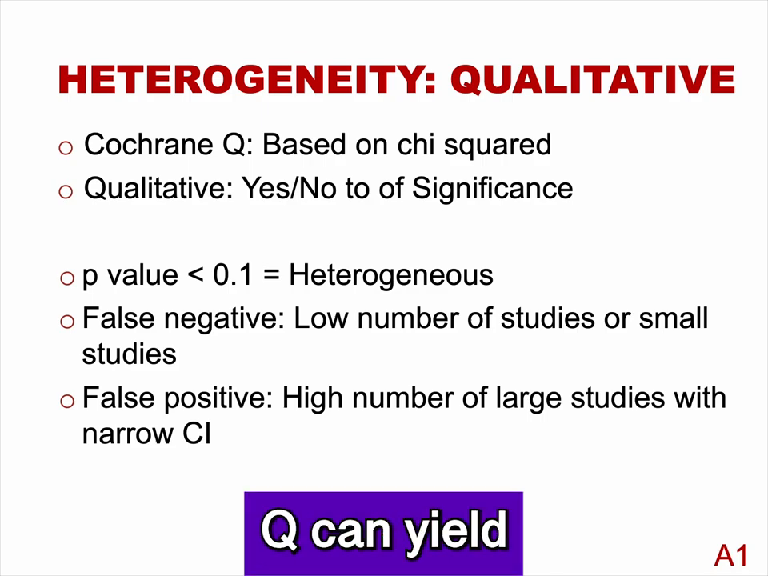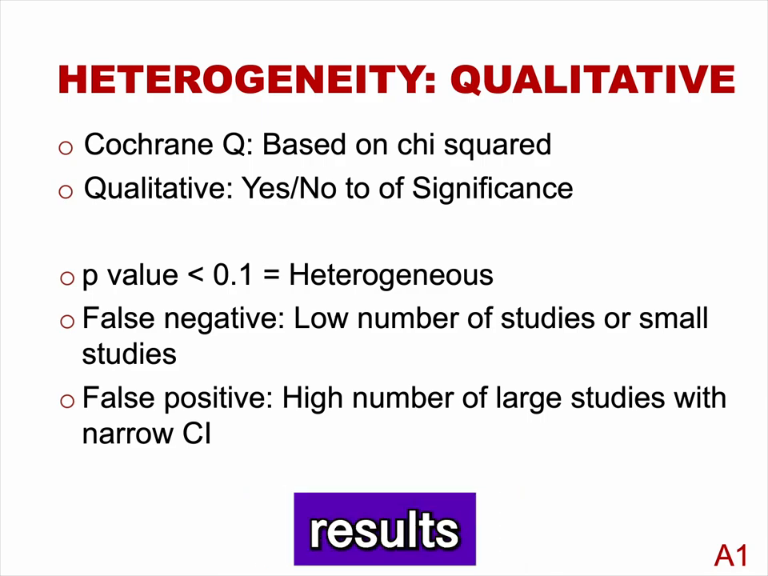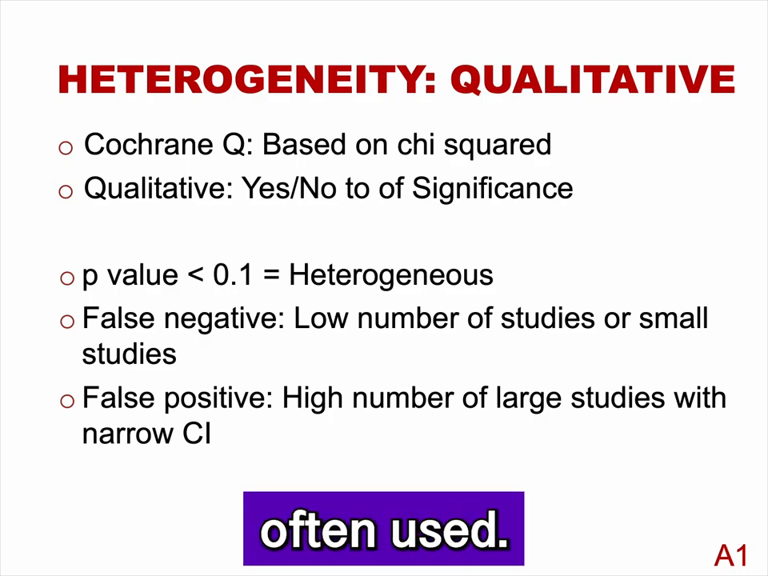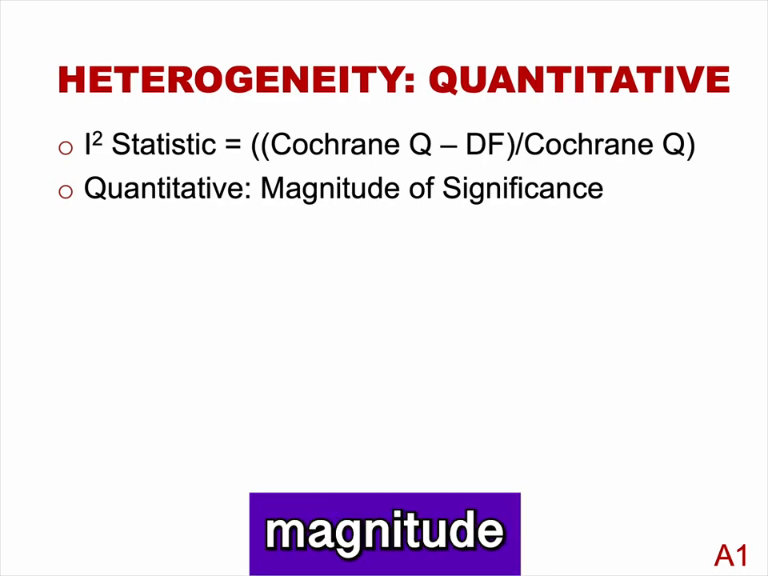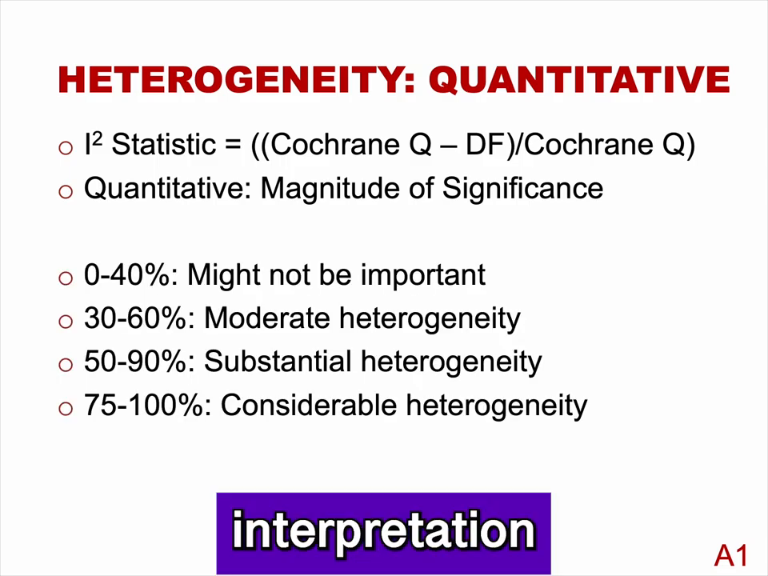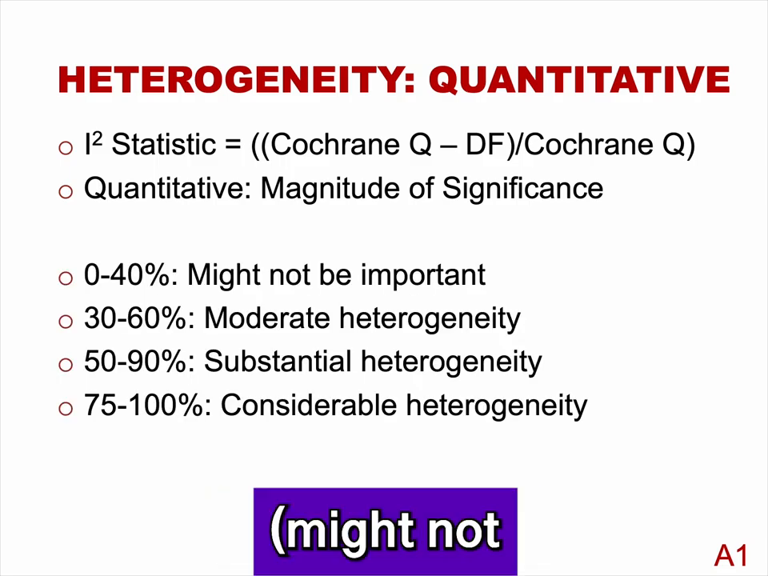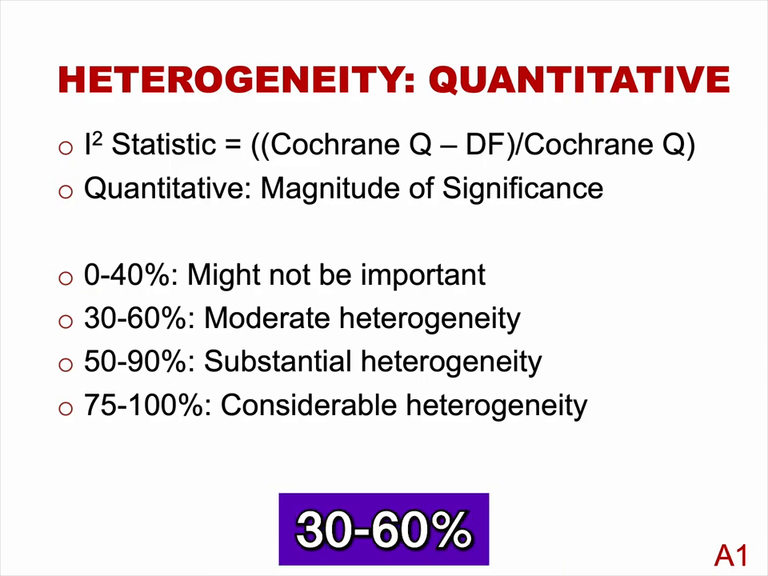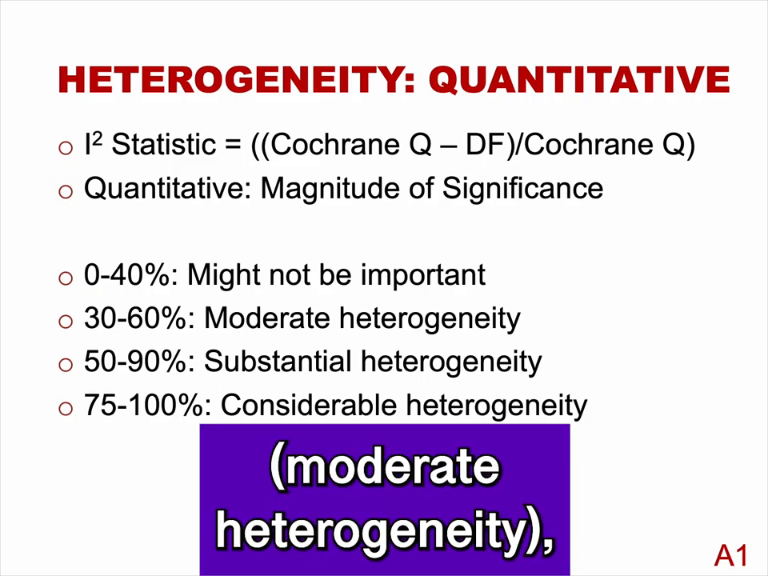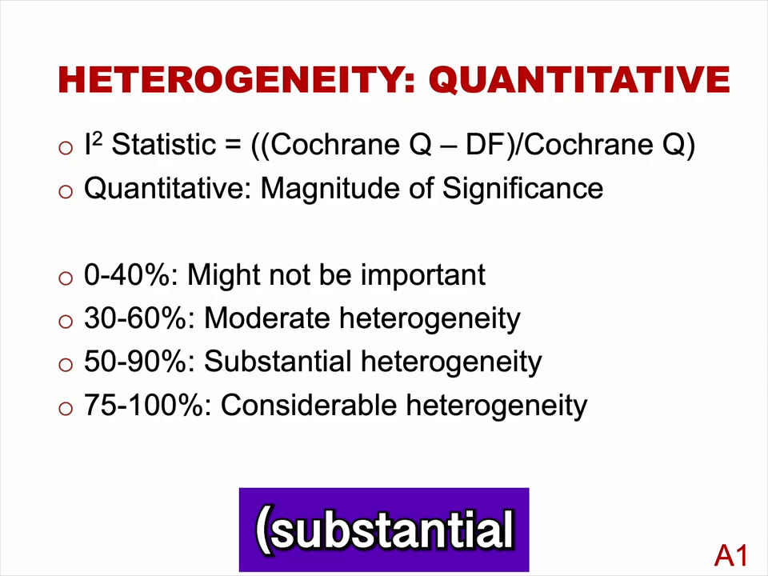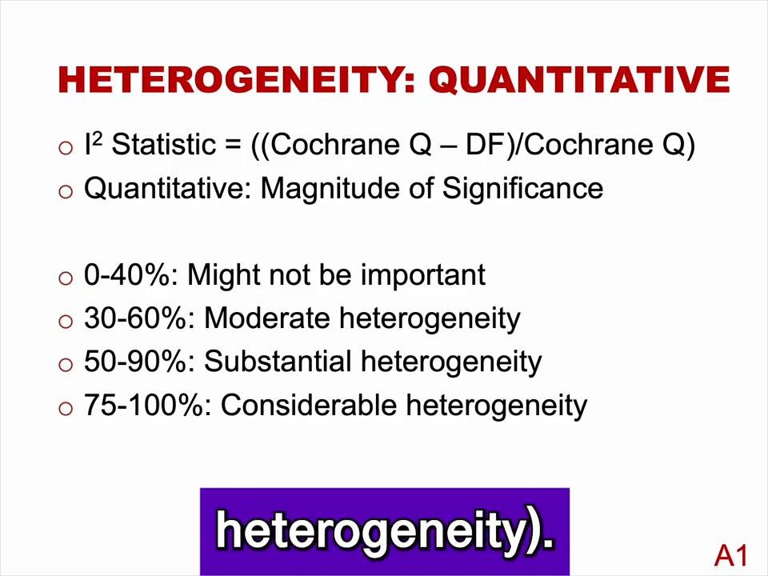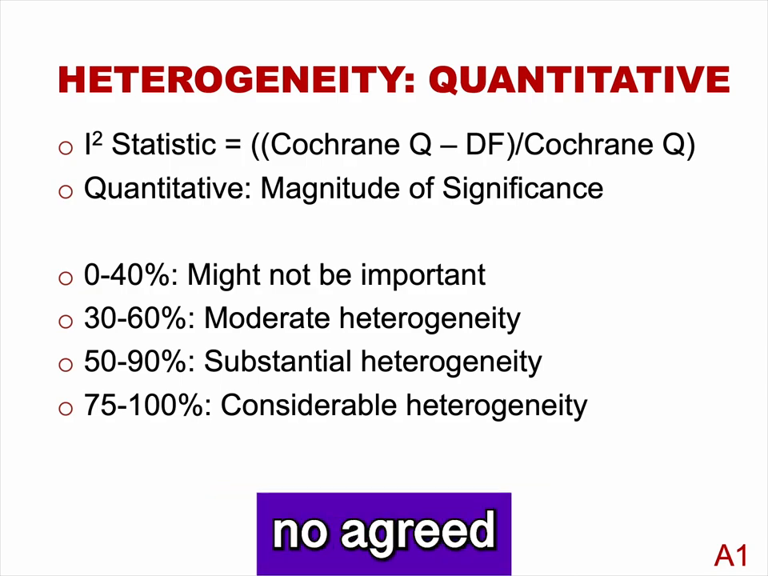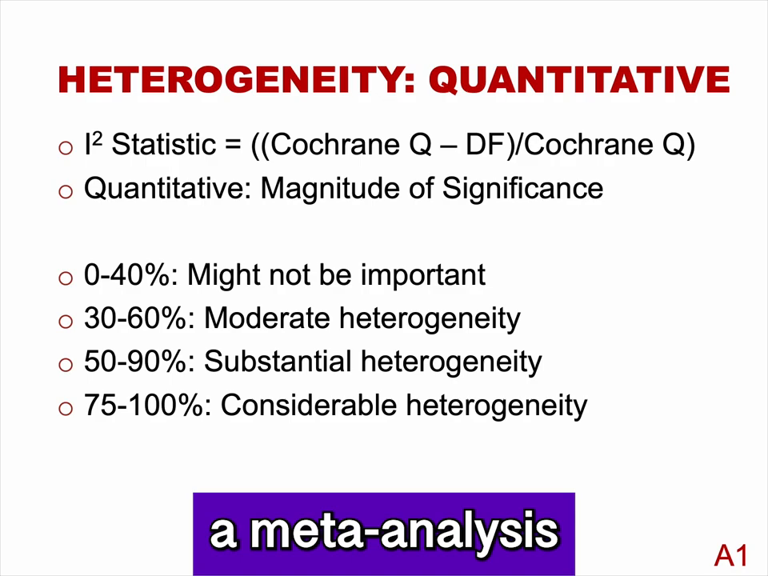Unfortunately, the Cochrane Q can yield both false positive and false negative results under certain conditions. Due to these problems, a quantitative test is often used. The most common test is the I² test. The I² test presents a numeric magnitude of association. The interpretation of the I² test is 0 to 40% might not be important, 30 to 60% represents moderate heterogeneity, 50 to 90% represents substantial heterogeneity, and 75 to 100% represents considerable heterogeneity. Unfortunately, there is no agreed upon cutoff of I² for which a meta-analysis should not be conducted.